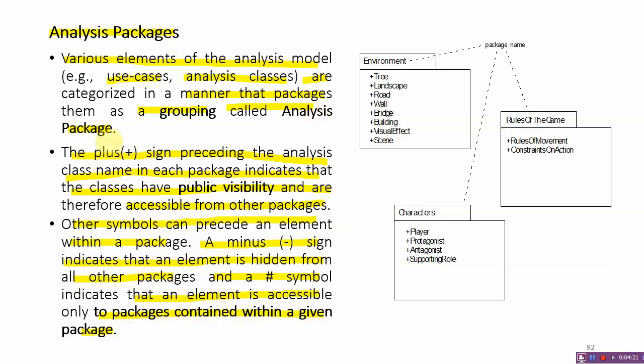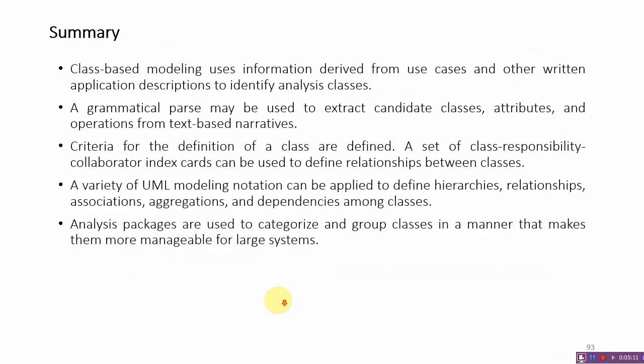You can see here a package for an online video game. Here you can see three different packages: the environment, the rules of the game, and the characters. In the environment you can see different objects which have public visibility: tree, landscape, road, wall, bridge. All these objects have public visibility. The rules of the game have rules of movement and constraints on action, and there are various characters from the game like the player, the protagonist, who is the hero, the antagonist, who is the opponent, and someone in a supporting role. So this is the package diagram for a particular online video game.